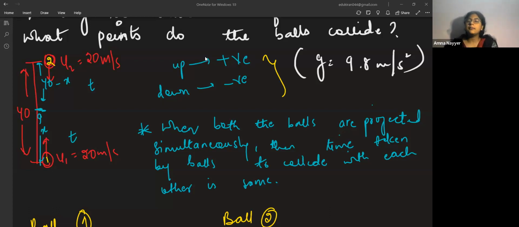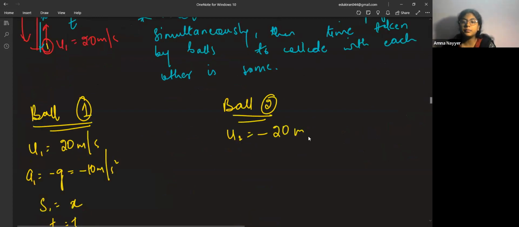Very good. See, ball is coming downwards. Initial velocity is down. And I have taken downwards as negative. So this should be minus 20 meter per second. Now see the difference. Ball 1 was going up, so here it was positive. Ball 2 is coming down, so this is negative. Acceleration due to gravity.